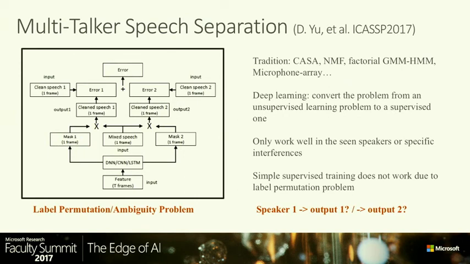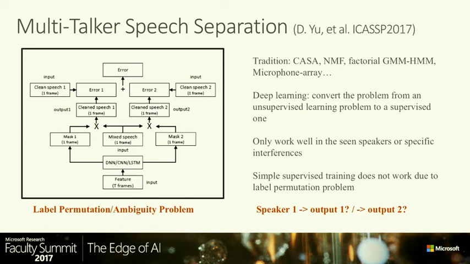The first one is multi-talker speech separation. The traditional methods are normally unsupervised, including CASA, NMF, and Factorial GMM-HMM-based ones. With the increased interest in deep learning, deeper models start to convert the problem from an unsupervised learning problem to a supervised one. However, previous deep learning-based methods can only work well on seen speakers with specific interferences. They cannot work very well on unseen speakers, mainly due to the label permutation problem.